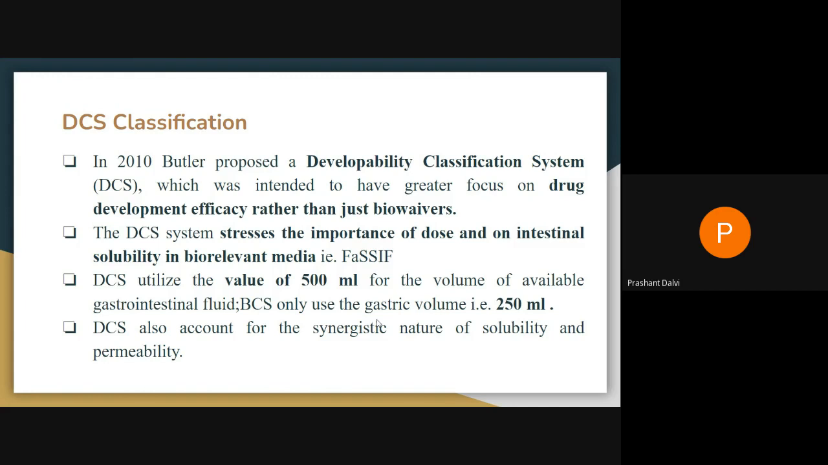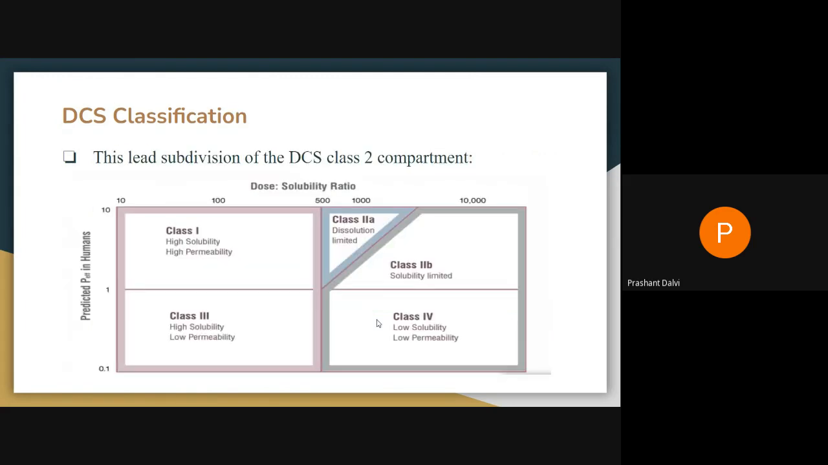So this DCS accounts for the synergistic nature of the solubility and permeability of these new chemical entities. And according to that scientist, the DCS classification again leads to a subdivision of class 2 into two compartments, that is, class 2A and class 2B.